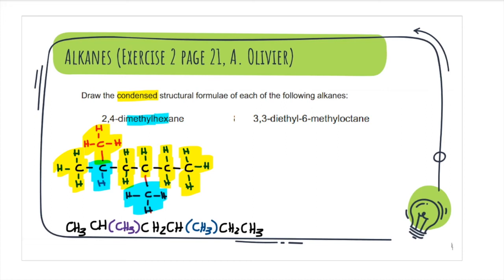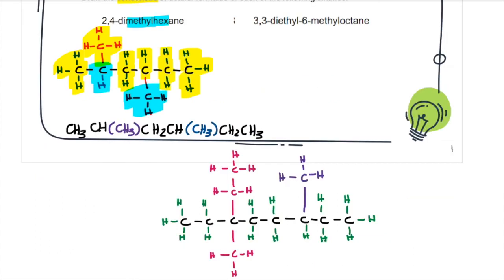Here we're dealing with 3,3-diethyl 6-methyl-octane, and we're going to start off by drawing the actual structural formula of this compound. The structural formula of 3,3-diethyl 6-methyl-octane looks as I've drawn. It contains 8 carbons in its longest chain, a methyl group on carbon number 6. Here I have started to number from the left, and it contains 2 ethyl groups, both on carbon number 3.